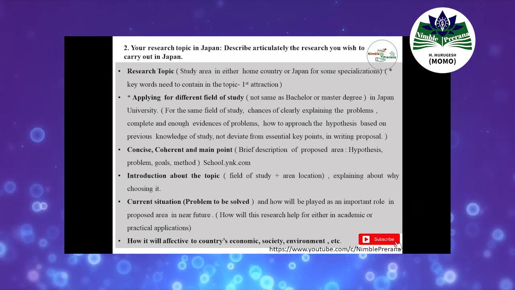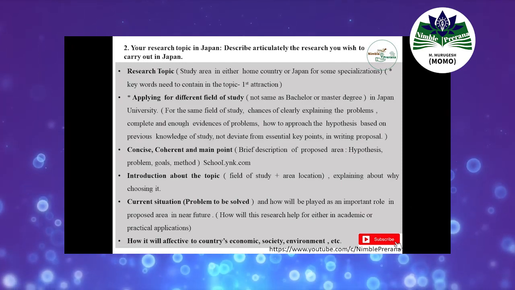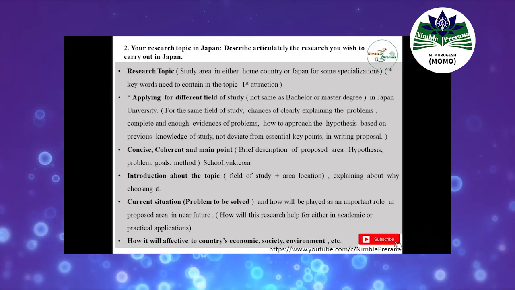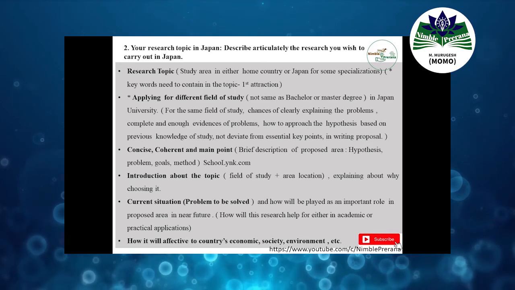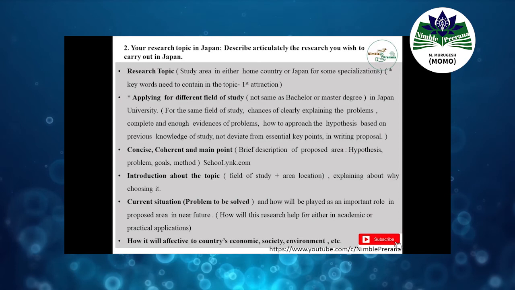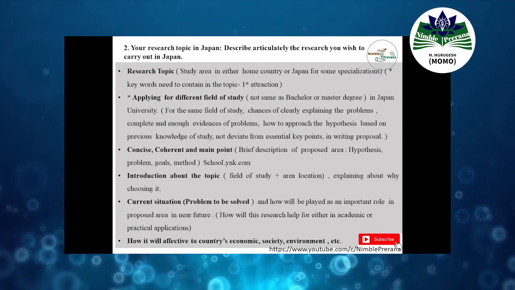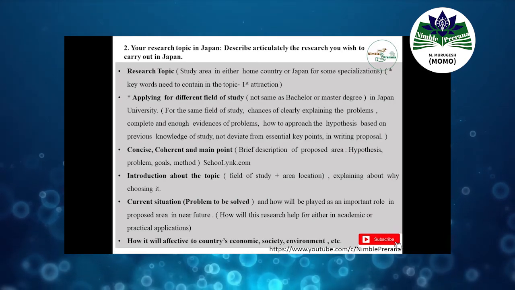There are also some cases of applying for a different field of study. That means that the current purpose of your study is different from the bachelor or master degree in a Japanese university. So in that case, we need to put in much effort. For example, we need to find much more information.